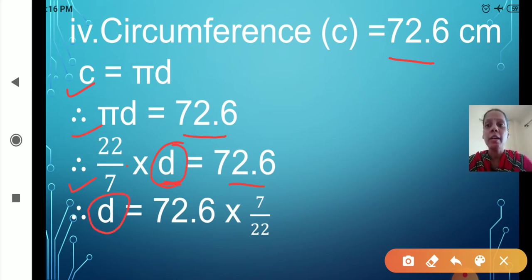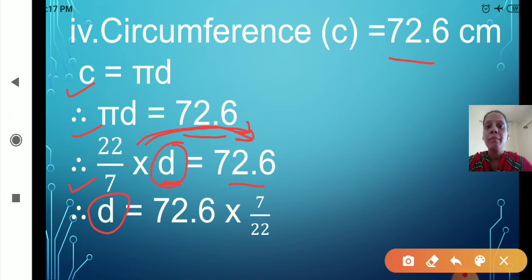So diameter we will write here on the left hand side, and this 22 upon 7, when it goes to the right hand side, becomes 7 upon 22. When it goes to the right hand side, the denominator comes in the numerator and the numerator goes in the denominator. So 22 upon 7 you will write as 7 upon 22. I hope you are clear till here. D is equal to 72.6 and this 22 upon 7 goes to the right hand side, so it becomes 7 upon 22.